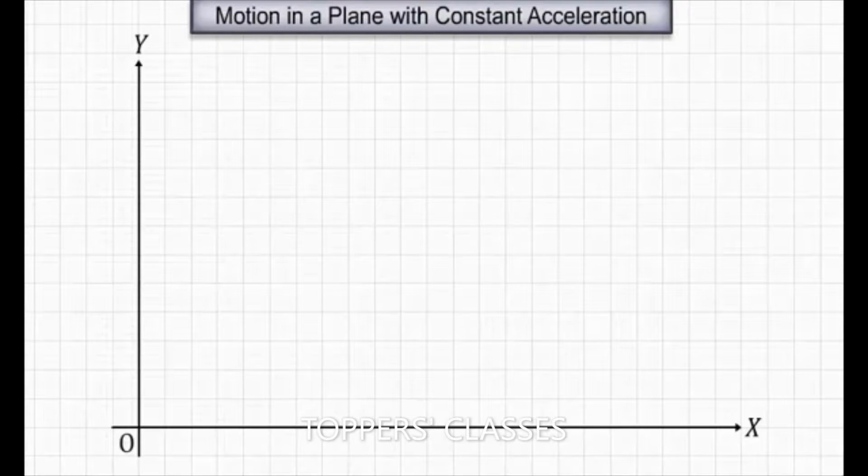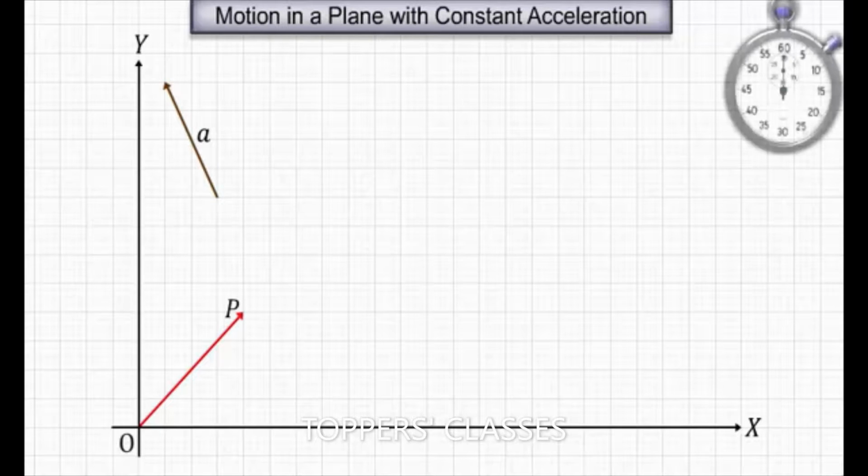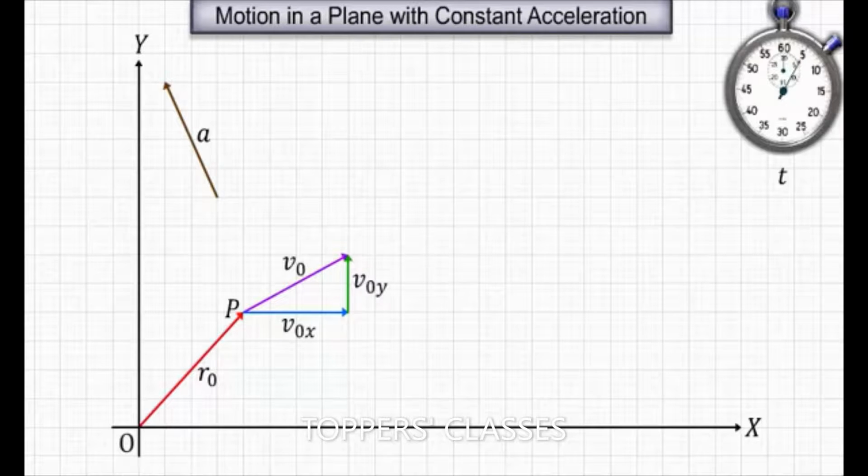Consider a body moving in the xy plane with a constant acceleration a. It is located at point P at time t equal to 0, which has a position coordinate r0 and velocity v0. It reaches point P' at time t equal to t seconds, has a position coordinate r and velocity v.